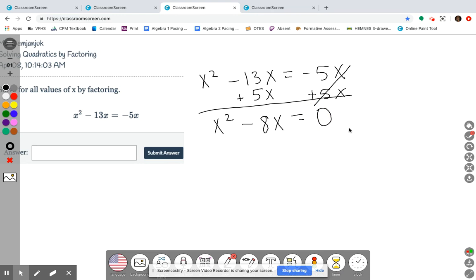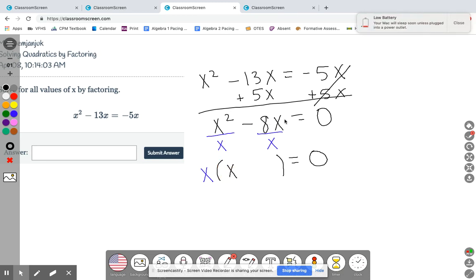And again, as soon as we have it in standard form, we want to try to do GCF. And when I look at these two pieces on the left, both of these two pieces are divisible by an x. So I'm going to divide both pieces by x. Keep it on the outside of your parentheses. Inside of the parentheses is what we have left when we divide both the pieces. So x squared divided by x gives me x. Negative 8x divided by x gives me negative 8.